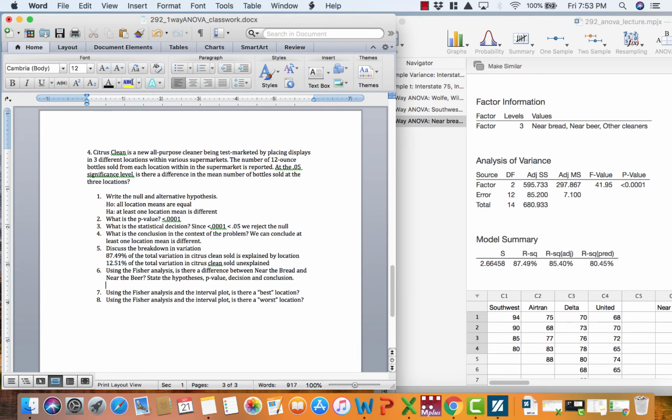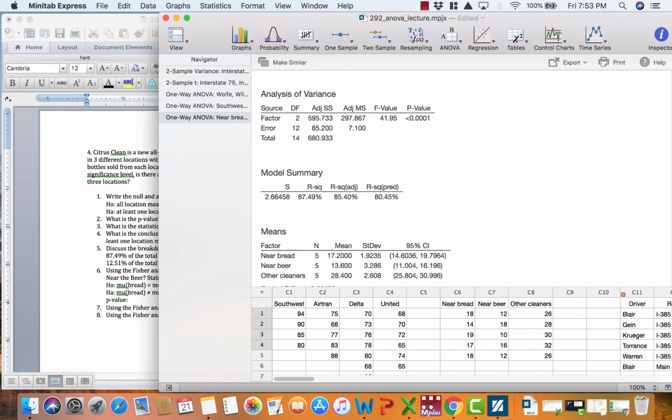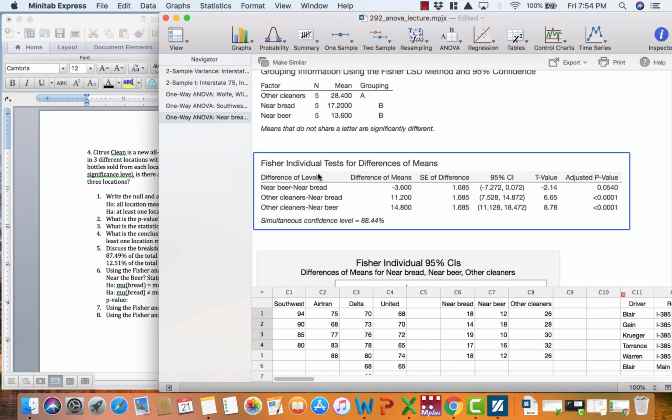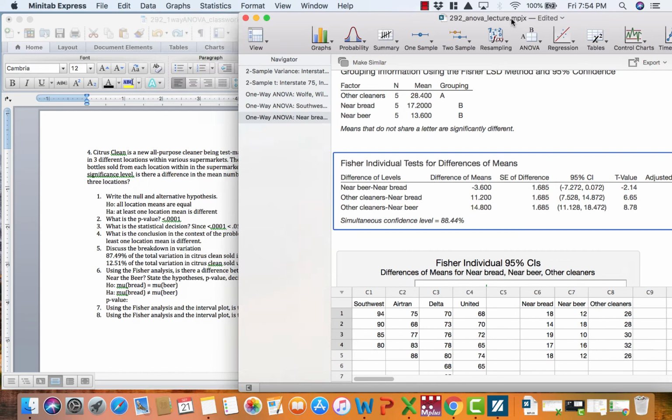So, using the Fisher analysis, is there a difference between near the beer and near the bread? We have a null, mu bread equal to mu beer, and an alternative, mu bread not equal to mu beer. We want a p-value, so we scroll down to our Fisher individual tests for differences of means, and we look for the pairing near beer, near bread. That's our first one. Scroll over and get our p-value, 0.0540.